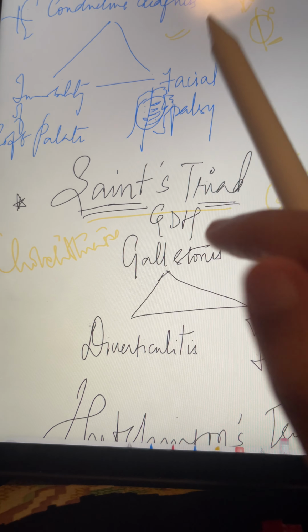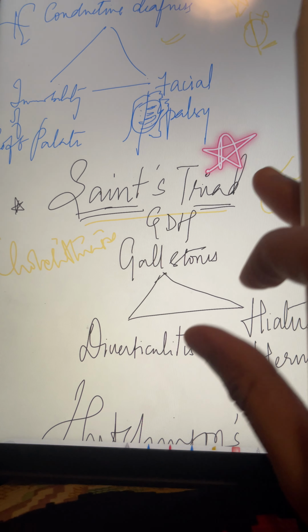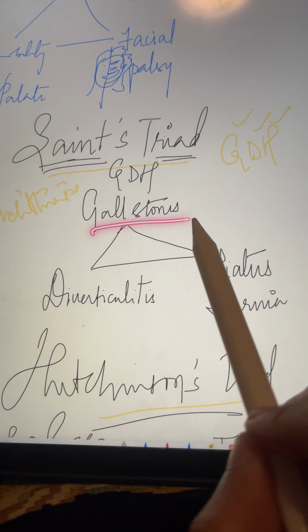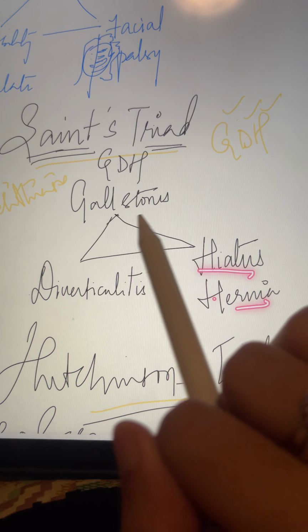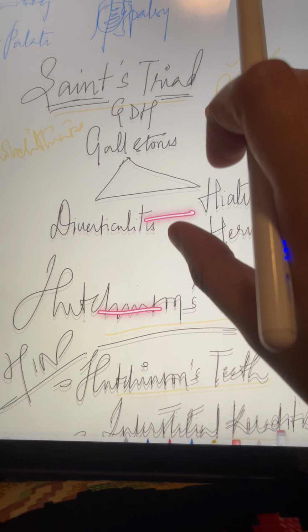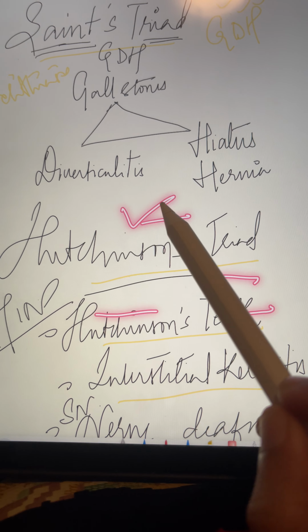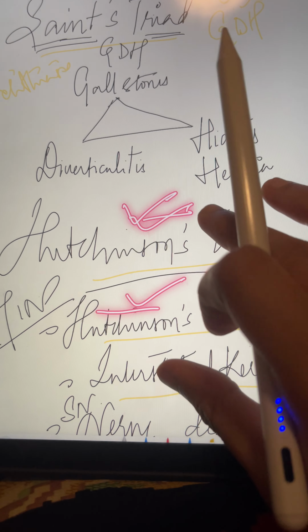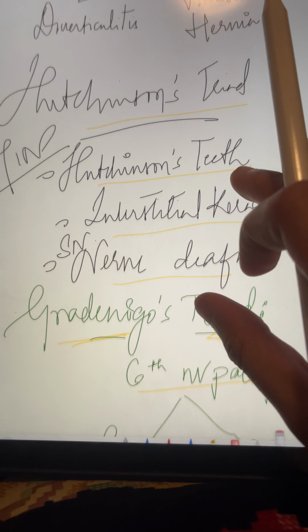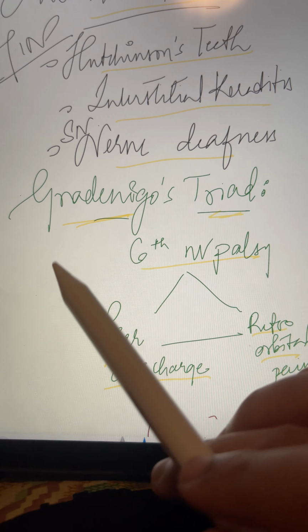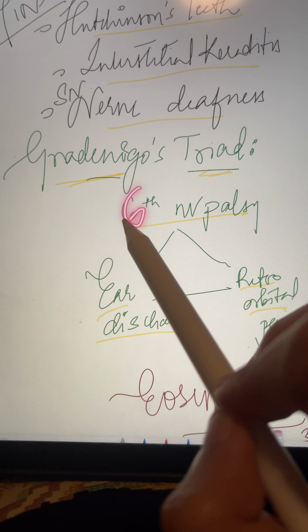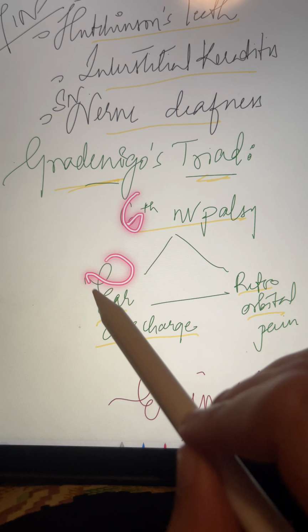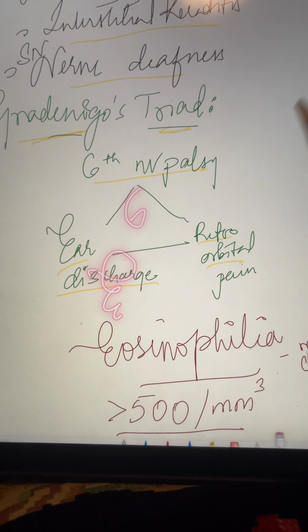Then we have the important Saint's triad, GDH, which we can remember as gallstones, diverticulitis, and hiatus hernia. Then we have the Hutchinson triad, which includes Hutchinson's teeth, interstitial keratitis, and sensorineural deafness. Lastly, we have Gradenigo's triad, which includes sixth nerve palsy, ear discharge, and retroorbital pain.